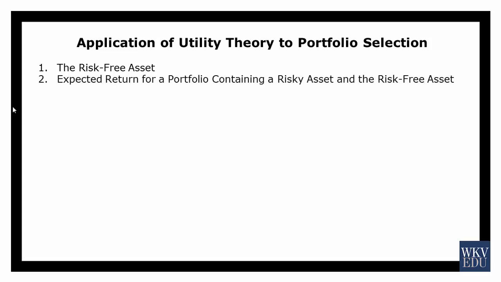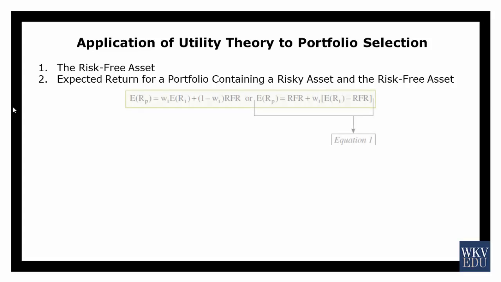The expected return for a portfolio containing a risky and a risk-free asset. Let's assume that we invest a proportion of our funds in a risky asset with a weight of W, and the expected return is ER with a variance of sigma squared, and the remainder, 1 minus W, in the risk-free asset, which has an expected risk-free return of RFR and a variance of 0, as already discussed. Therefore, the expected return on the entire portfolio can be calculated using the following equation.